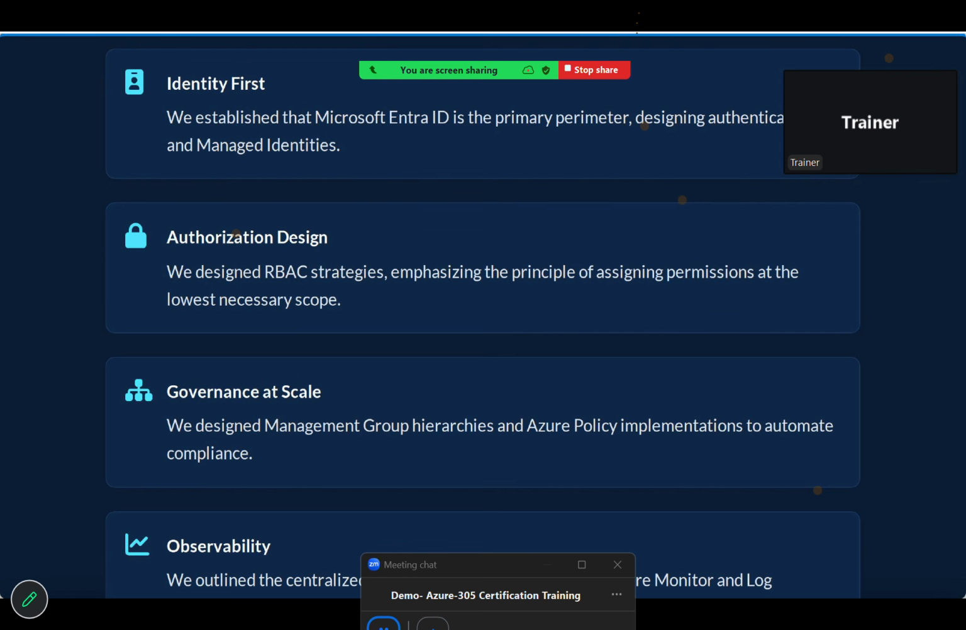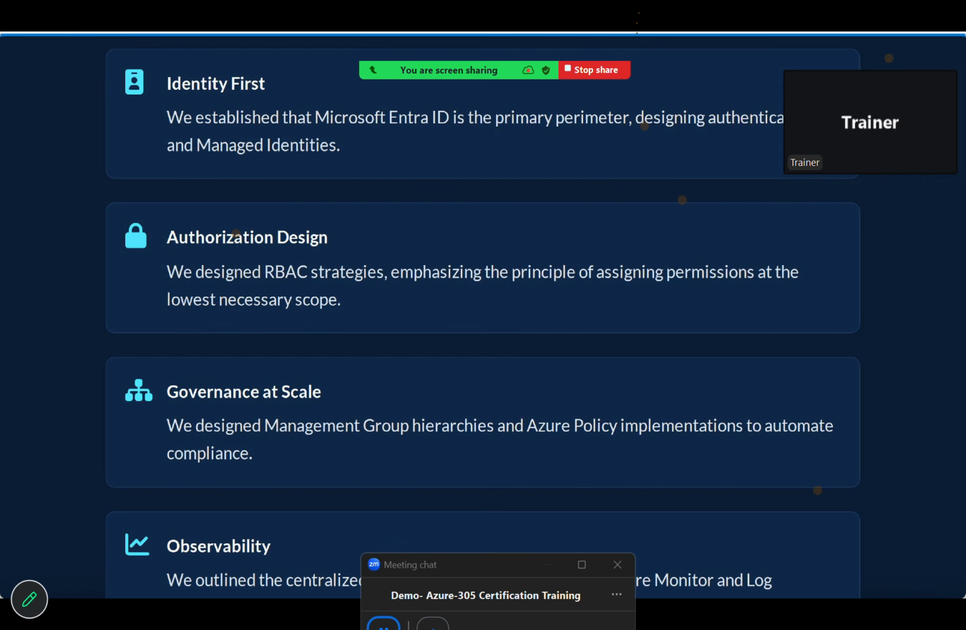What is the difference between authentication and authorization? Authentication is who you are, verifying your identity, for example password, MFA, or certificate. Authorization is what you can do, the permissions or roles assigned after authentication. Think of entering a building. Authentication is showing a badge at the door, and authorization is which rooms you are allowed to enter.